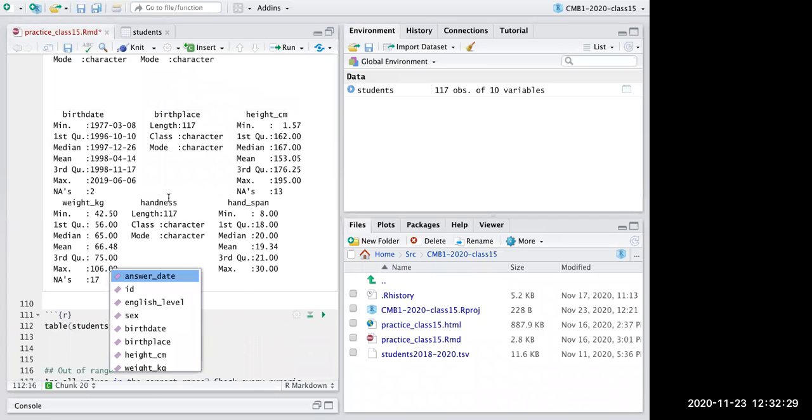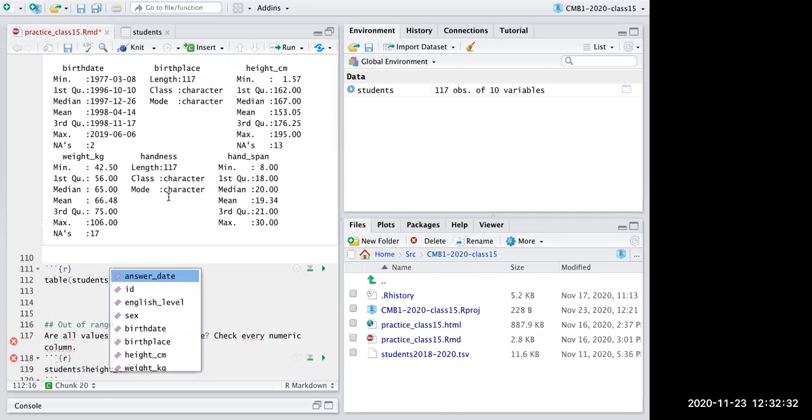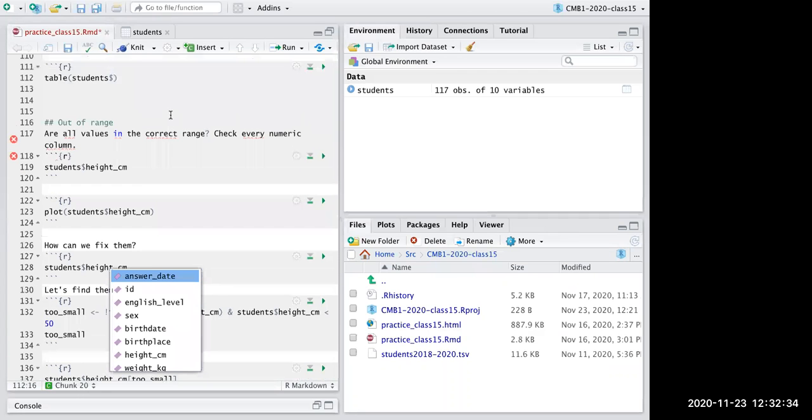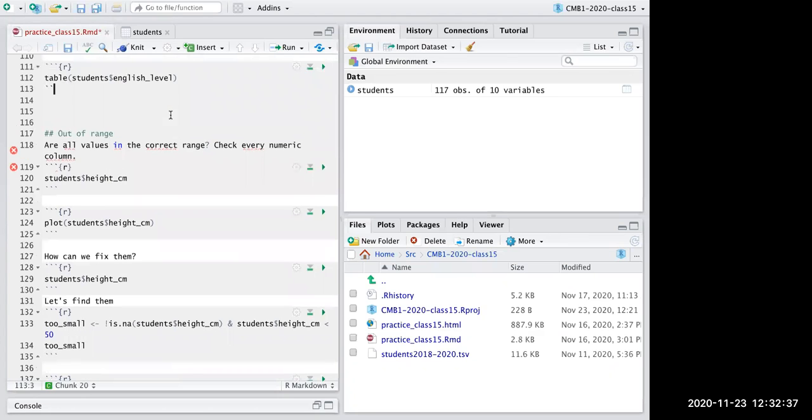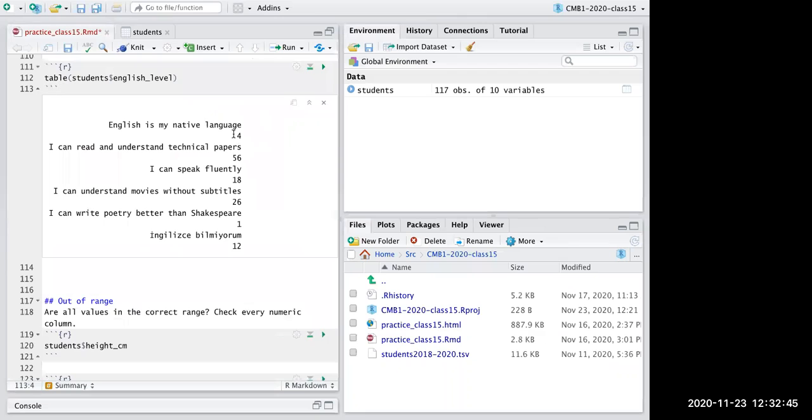I want to see one here. English level. I want to see English level. That we have not seen. You remember the question, English level, if you are happy or not happy. There are four people that say that they are native English speakers, like they were born in the UK or the first language is English. I envy them. I want to speak better English. I can read and understand technical papers. And that is something that I think all of you should be doing.